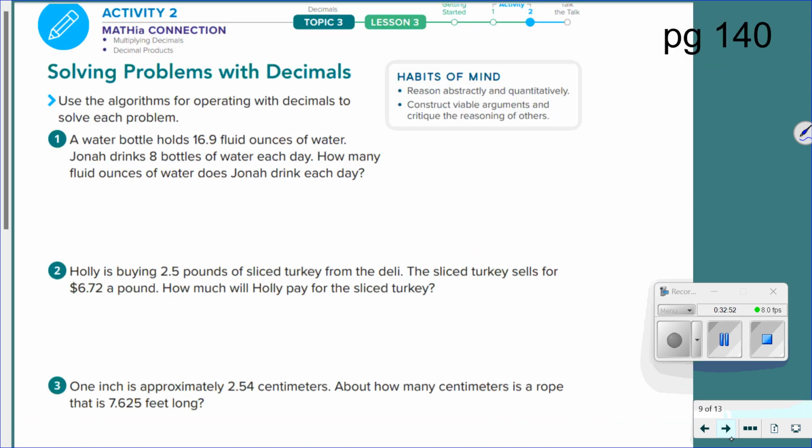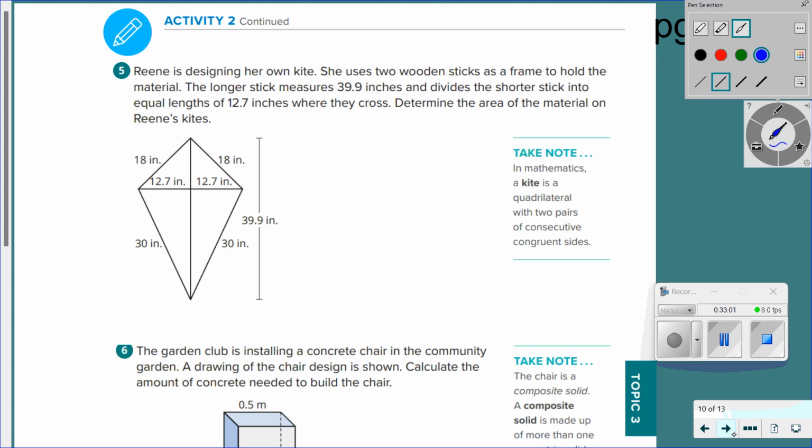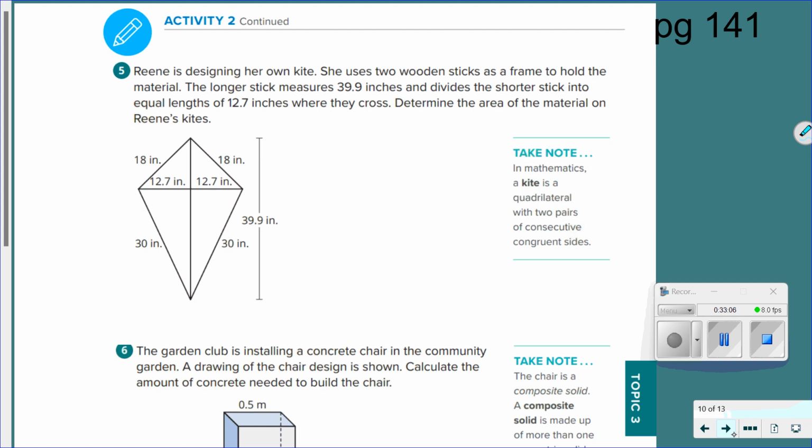Okay, we're actually going to go forward 2 pages, page 141, because we've got a couple notes, a couple more vocabulary terms for you. Okay, guys. In mathematics, a kite is a special quadrilateral with 2 pairs of consecutive congruent sides. Stop talking. Another way to think of that, I have 2 different sized triangles that share a base.